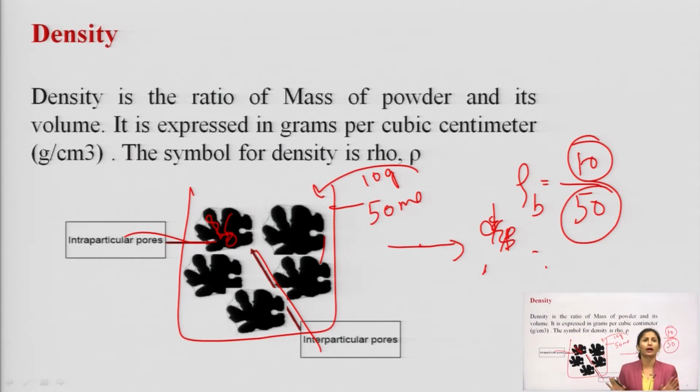सब कुछ include हो रहा है bulk density में. But in case of the true density, कुछ भी include नहीं होगा. क्या include होगा? Only and only the volume of actual particle.